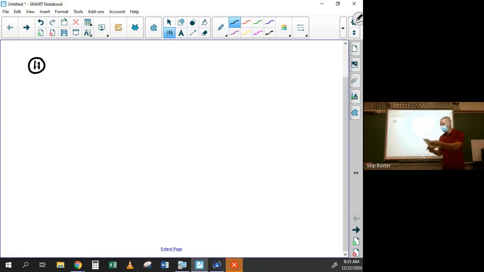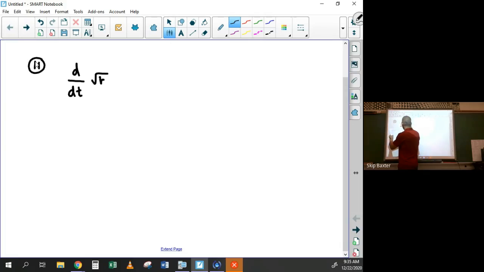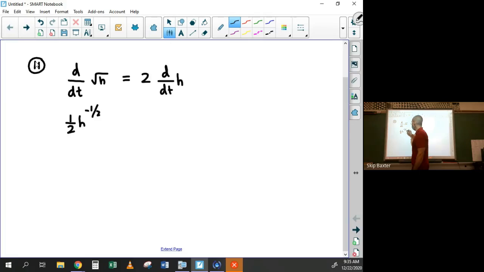Derivative. Just means derivative, right? So it means d/dt, this is what they're saying. The rate of increase at radical h is equal to twice the rate of increase at h, right? That's what they're saying. So if you just solve this, the left side is really 1/2 h to the negative 1/2 times dh/dt. I'm using implicit differentiation or related rates type stuff. And then this side is just going to be 2 times dh/dt.